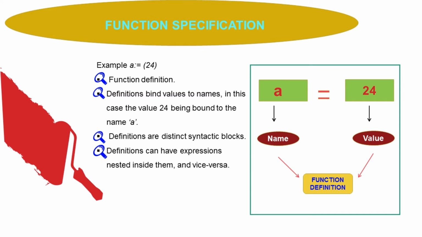Function specification. Here the example is a colon equal to, within the parenthesis, 24. Here this whole statement is considered as an expression. Here a is the variable name, 24 is the value. The value 24 is being bound to the name a. So a is bound to 24. A is the variable name, 24 is the value.